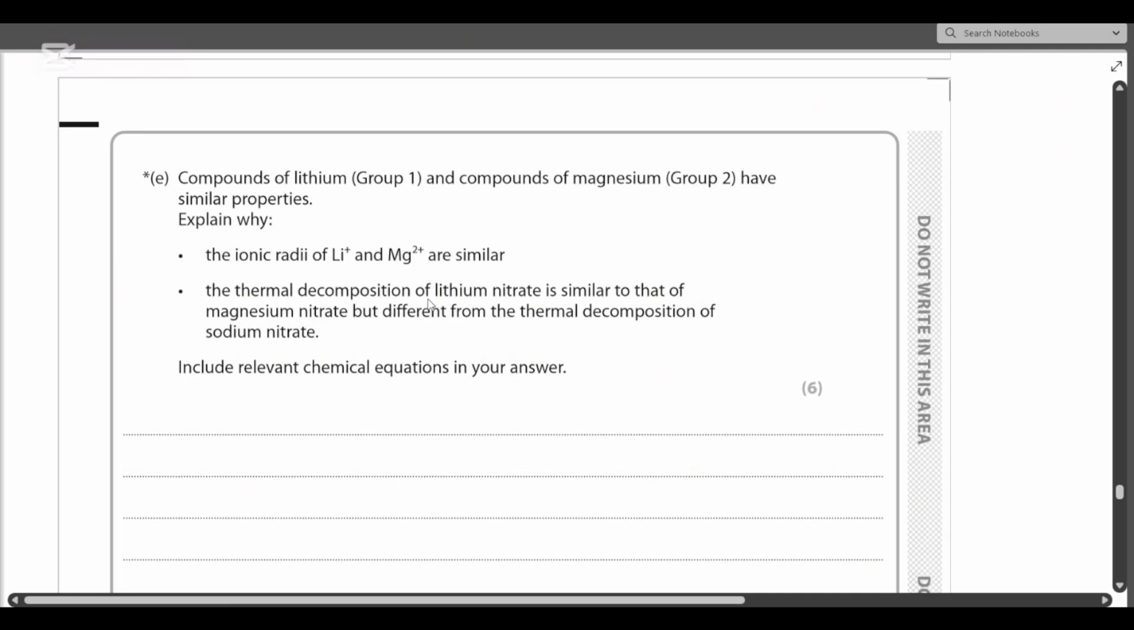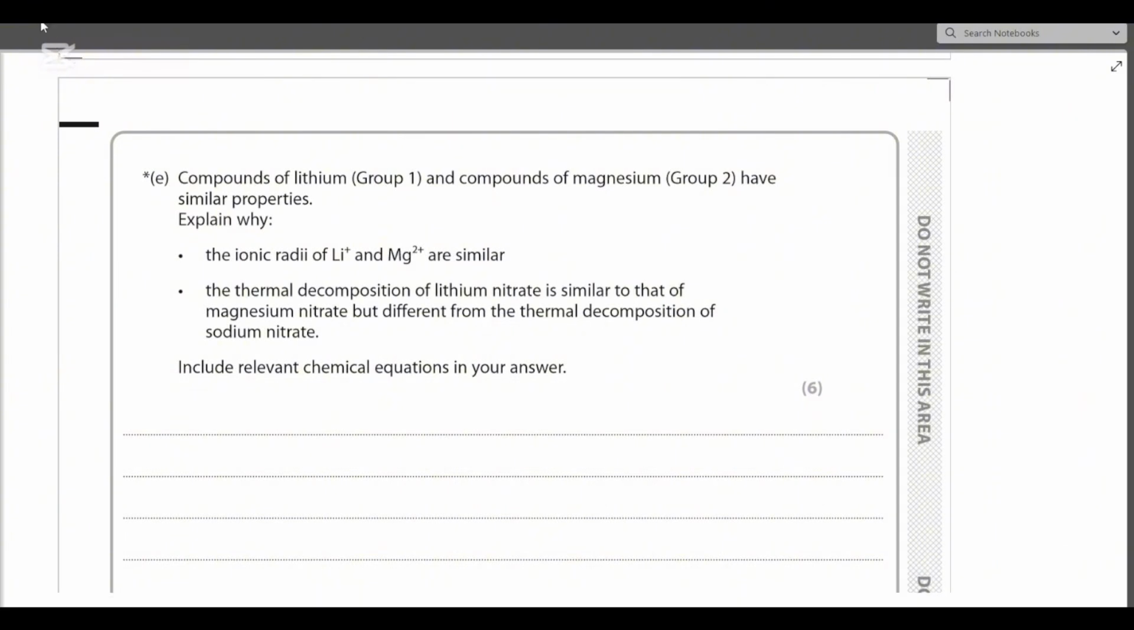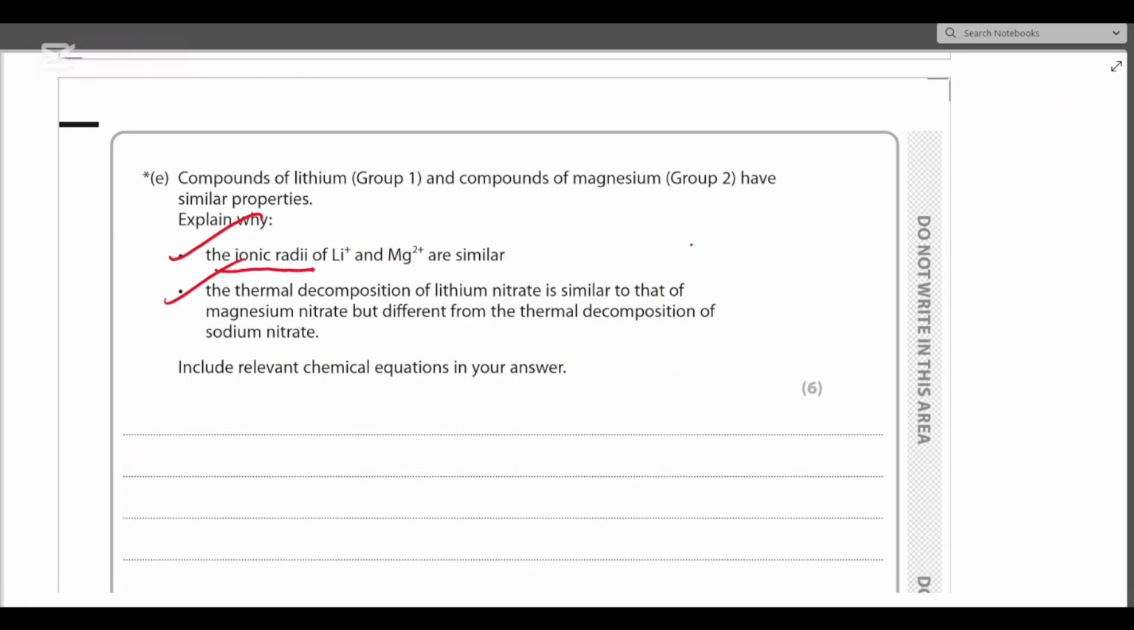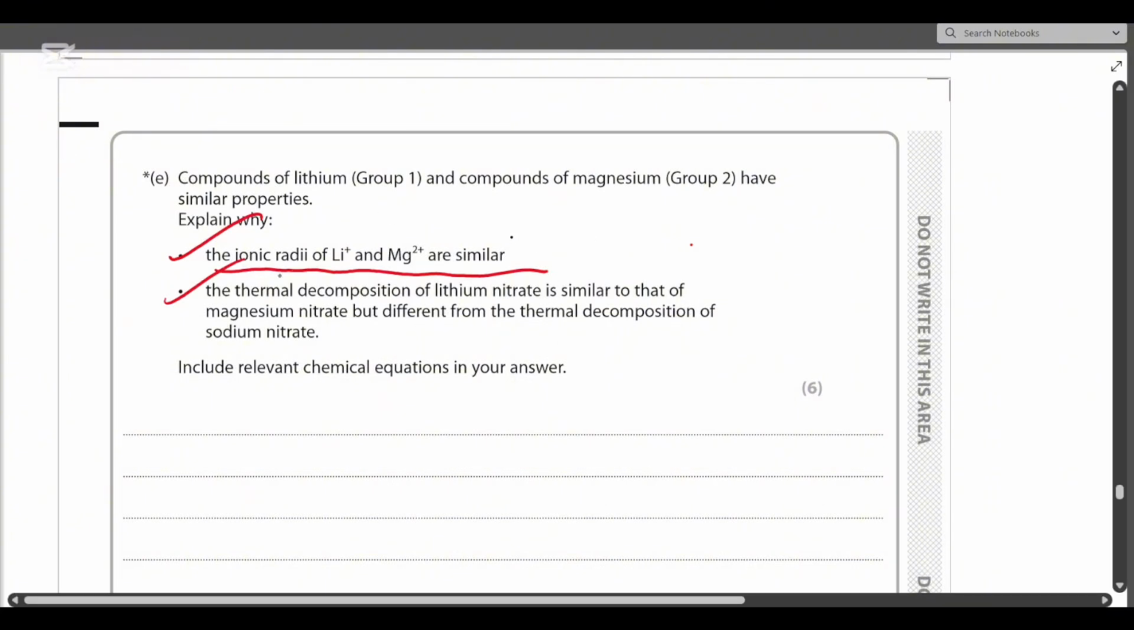The thermal decomposition of lithium nitrate is similar to that of magnesium nitrate, but different from the thermal decomposition of sodium nitrate. Now, you should check out these two lines. Why? At first, let us tackle this point down here. When it comes to 6-mark questions, we must tackle the answer by addressing the points given.